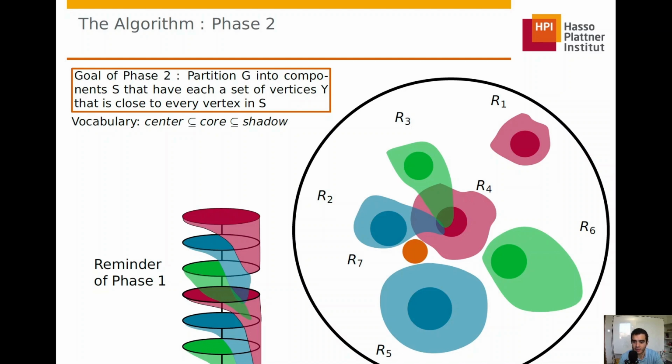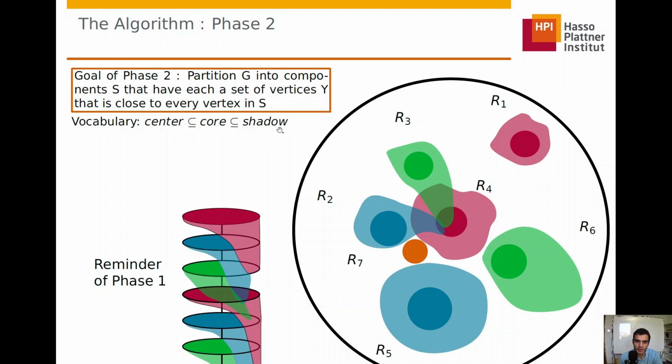So I give them indices now, and this core is called R1, this one is R2 because it's here, this one is R3 because it's here, this one is R4 because it's here, etc. So I do not care when they were created, I only care about their position in the tree decomposition, and this is very, very important.